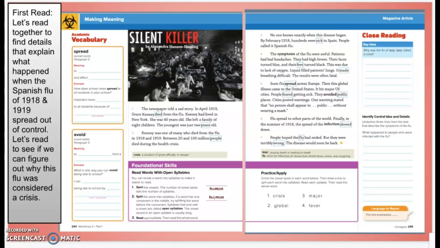Now you can see the footnote on this page in that tan box. The word crisis in bold tells us that it means a situation of great difficulty or danger.